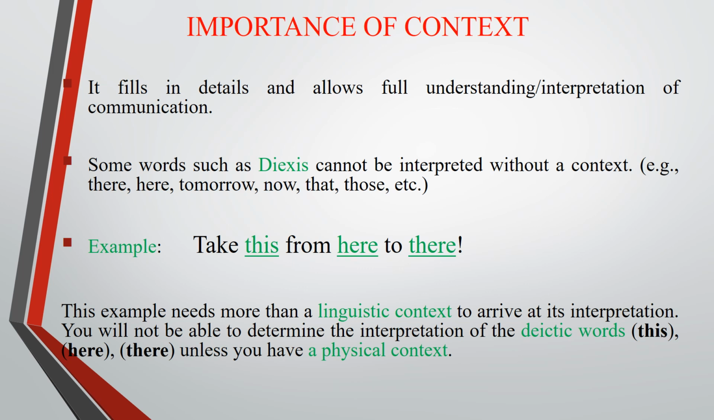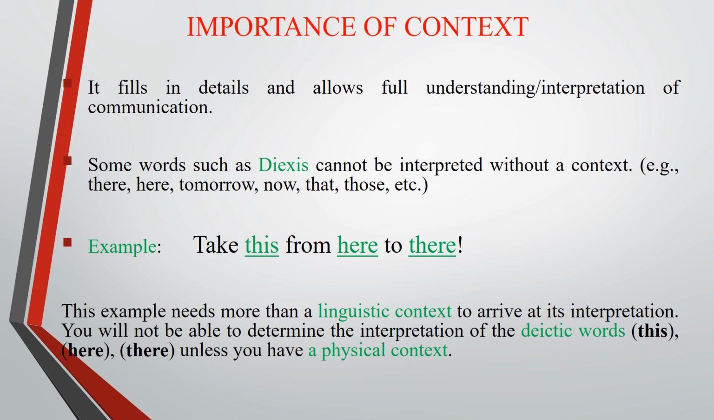Why is context important? Understanding context, or the contextual information surrounding an utterance, is pivotal to its interpretation. That is, if you need to fully understand an utterance, you have to know the context in which it was used. Therefore, context fills in details and allows full understanding or interpretation of a piece of communication or a piece of conversation or an utterance.